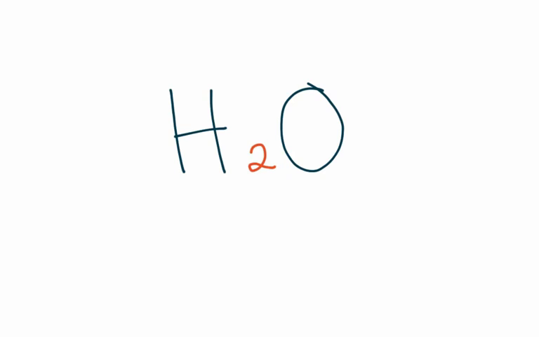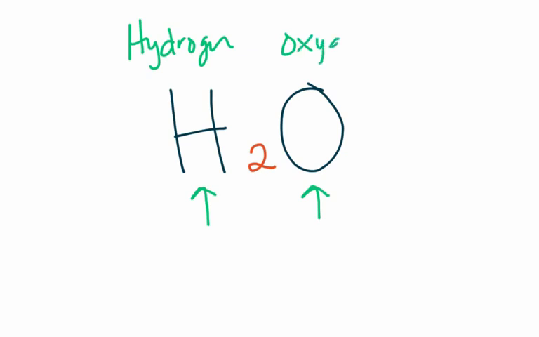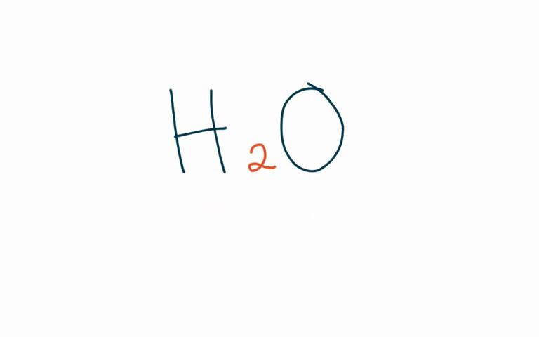The first thing I'd like you to notice here are the letters or symbols. Those stand for the names of elements. H in this case is hydrogen, and O is oxygen. So, water is a molecule or compound made up of atoms of hydrogen and oxygen. But how many atoms? Well, there's a couple of tricks to figure this out.